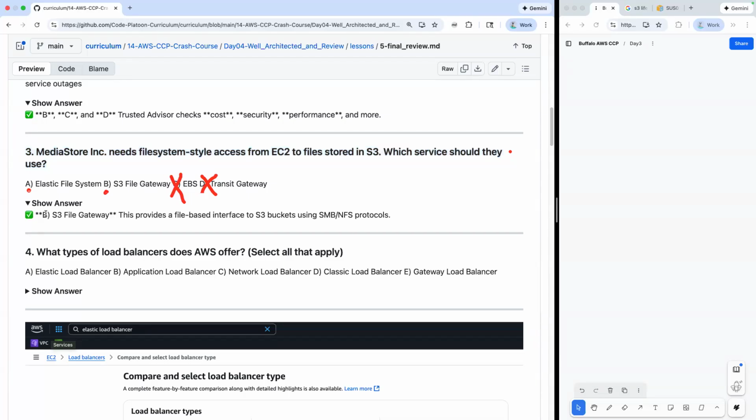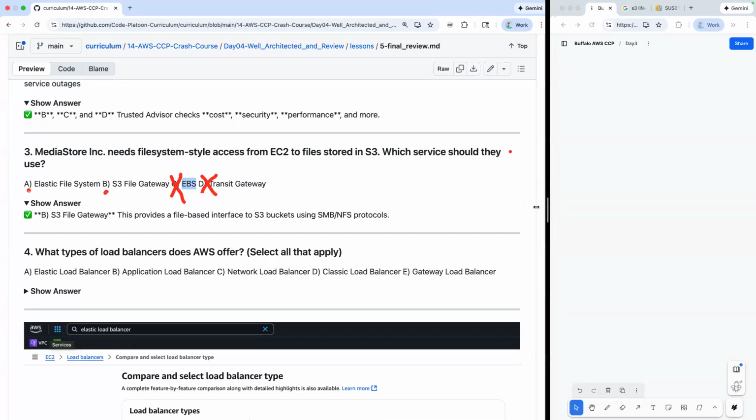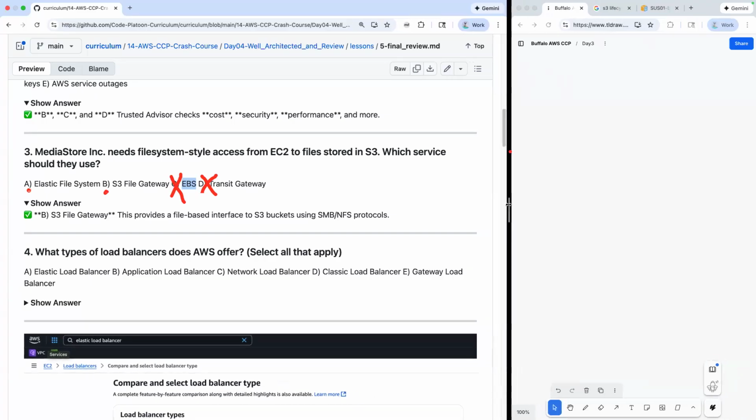Yeah, I think that's a good process of elimination. Almost, yeah, it's the S3 gateway. And on this one, I think your process of elimination was pretty good, man. EBS is Elastic Block Storage, which is like the virtual hard drive for an EC2 compute or an RDS database. We actually haven't seen Elastic File System or S3 File Gateway.